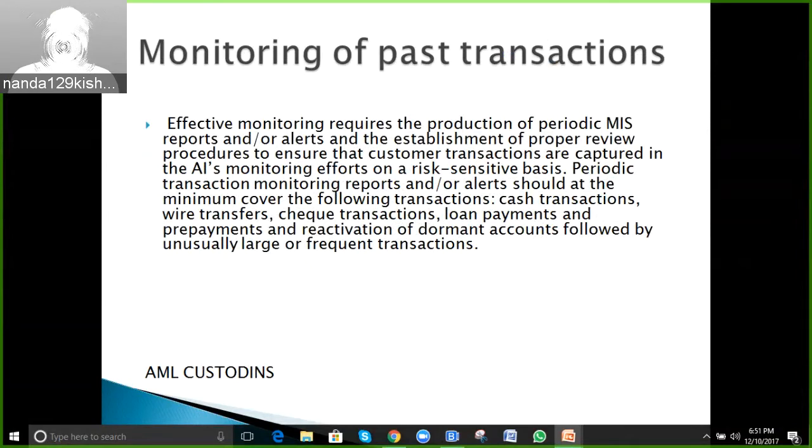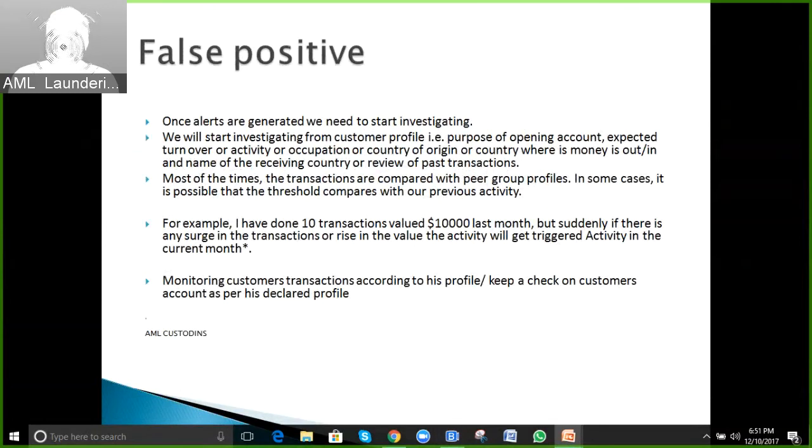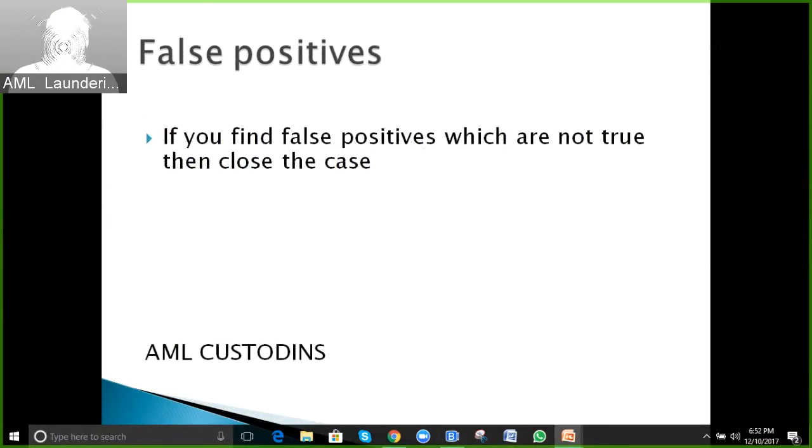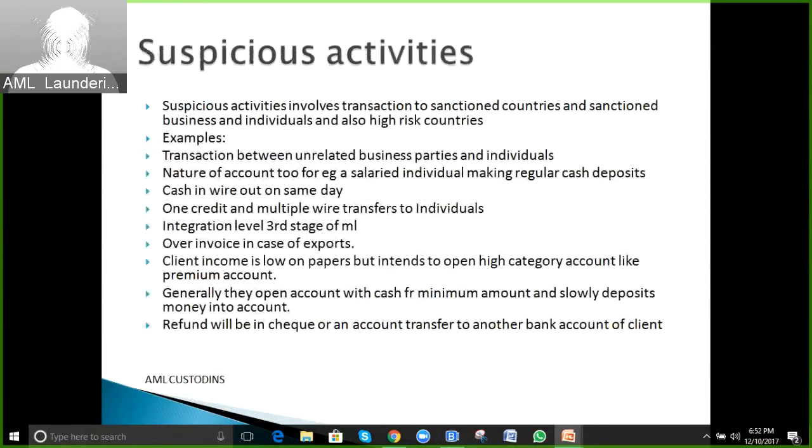So, moving to the next slide now. These false positive alerts we have already discussed with an example. Once alerts are generated, we start investigating: we look into the customer profile, the purpose of opening the account, and all those details. Most of the time, transactions are compared with peer group profiles, as Manoj already explained. I think all this we have already completed.